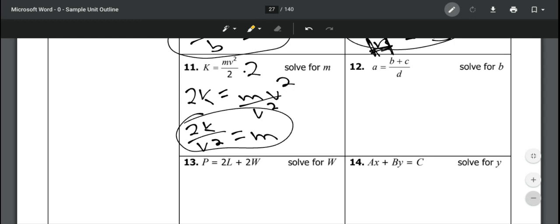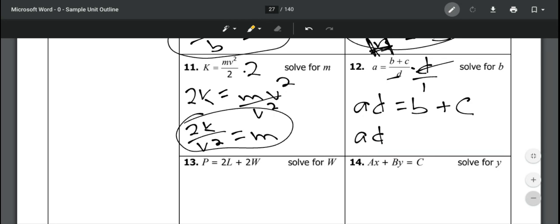Okay, solving for b, we're going to times by d, because when you do that, these cancel out. So we have a times d, or dA, doesn't matter how you write it, equals b plus c, and now we minus c. So make sure you do AD minus C.